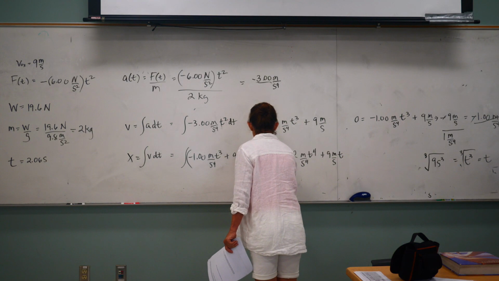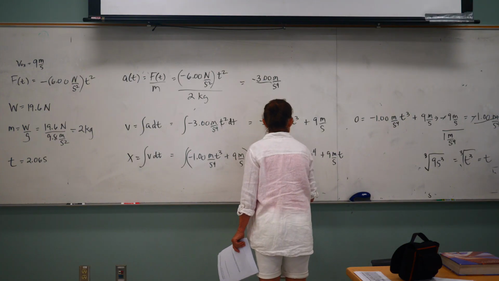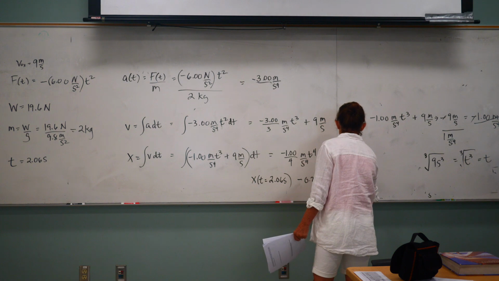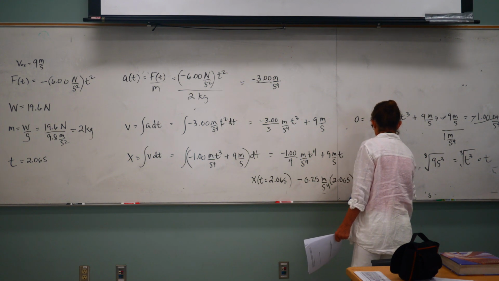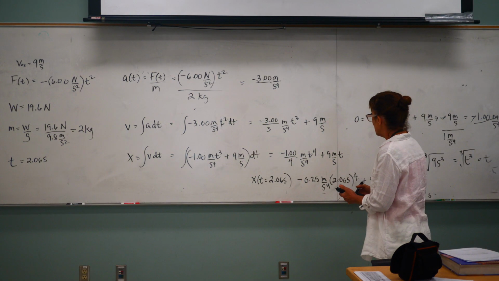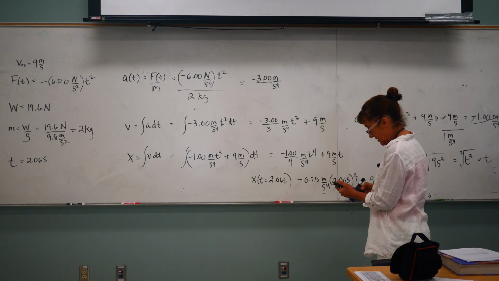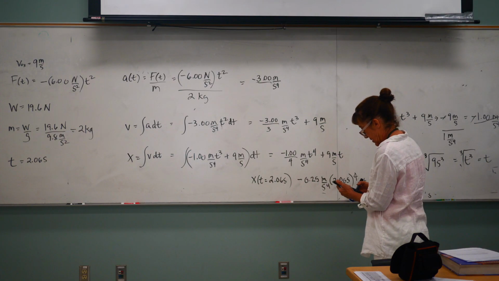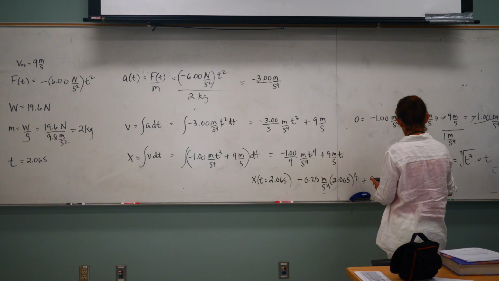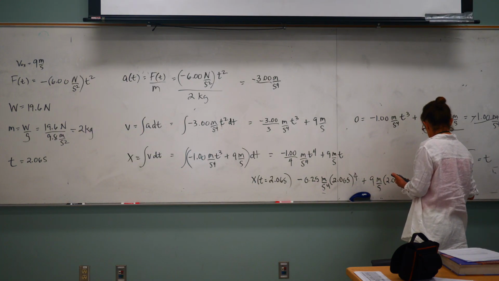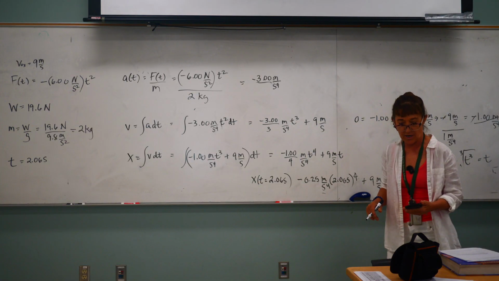So, x at t equals 2.06 seconds is going to equal negative 0.25 meters per seconds to the fourth, times 2.06 seconds to the fourth, plus 9 meters per second times 2.06 seconds. And let's see, what do we get here? And I get 14 meters. 14.03 meters. And that's how you do this problem.